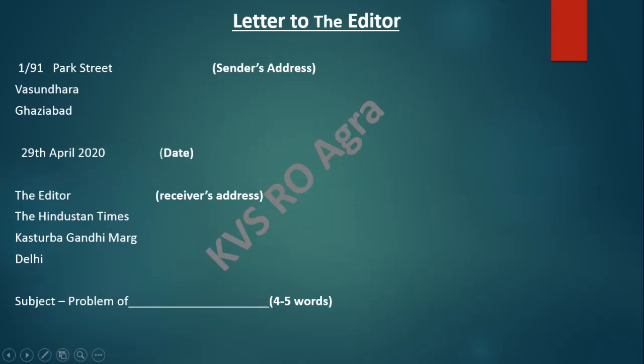And then in receiver's address, you will write the editor because you are writing the letter to editor. And then the name of the newspaper to which you are going to write. If you are writing to Hindustan Times, you will write the Hindustan Times. If it is any other local newspaper, then you have to mention the name of the local newspaper, whatever is given in the question. Then its address and then the main city. So in 4 lines, you have to write the receiver's address as given in the question, 3 to 4 lines. The main thing is this, that you have to be very clear while writing the addresses.